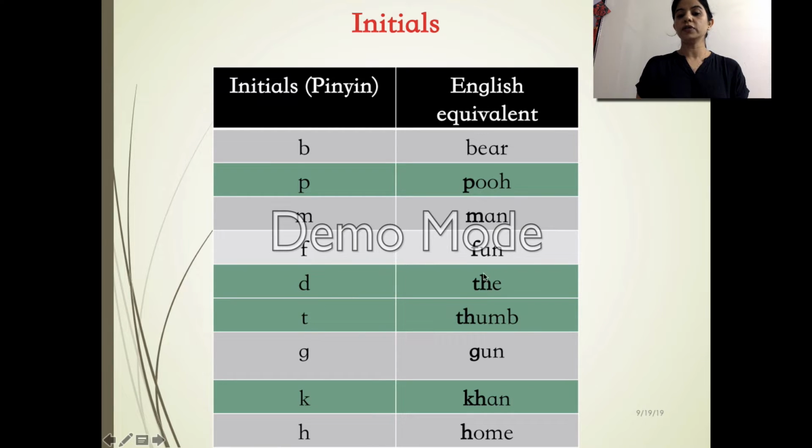D is different, so D is like the. So we never say D as d. It's always like the. Then comes T, so T is like th, which is again different from English. G is same as English, like how we say gun or g. K is again different, so K is like k, and H is like h. Okay, so basically the highlighted ones which you can see here, these are the initials which have a pronunciation different from our English language.